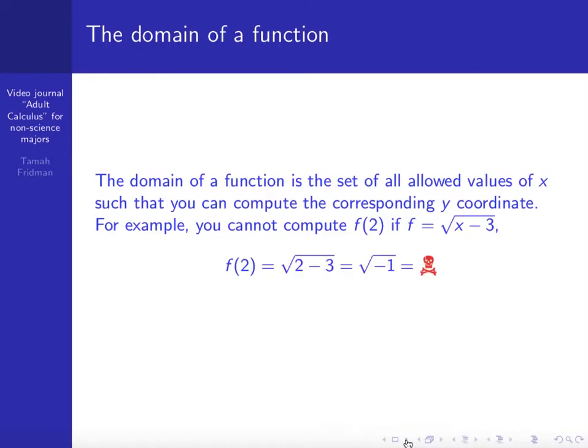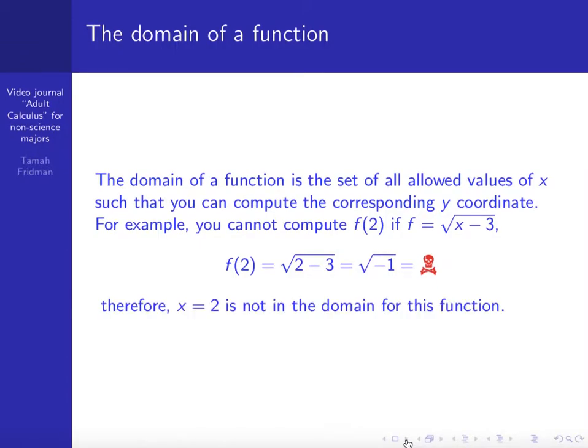Let's try. So it's going to be square root of 2 minus 3, which is square root of negative 1, which is... Therefore, x is equal to 2 is not a good value for this function. So it's not in the domain for this function.